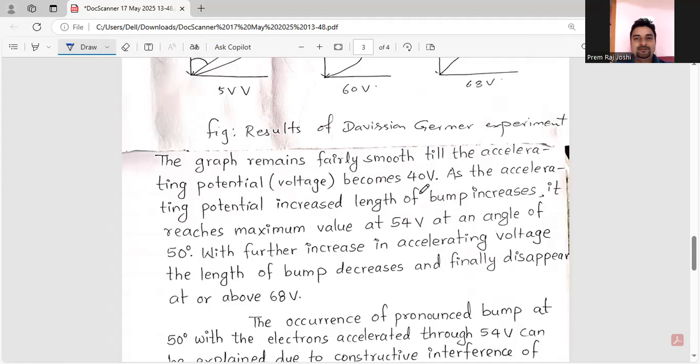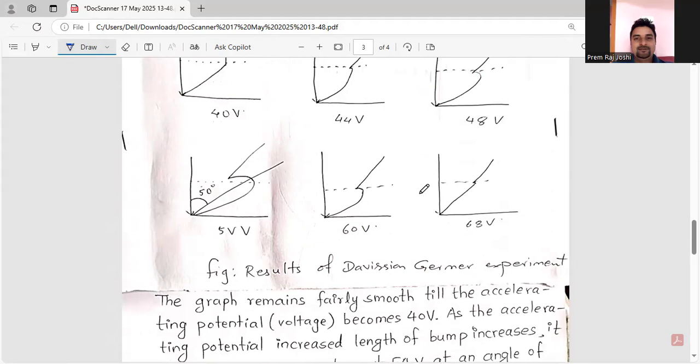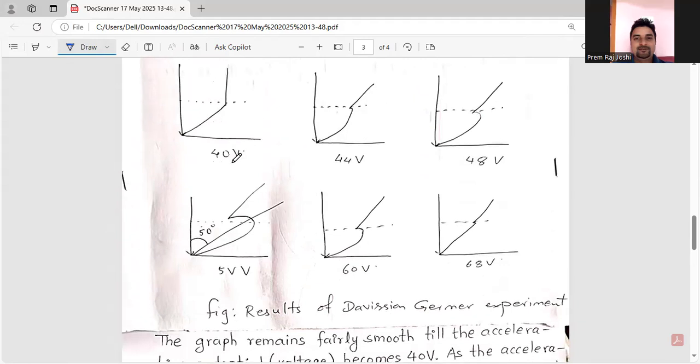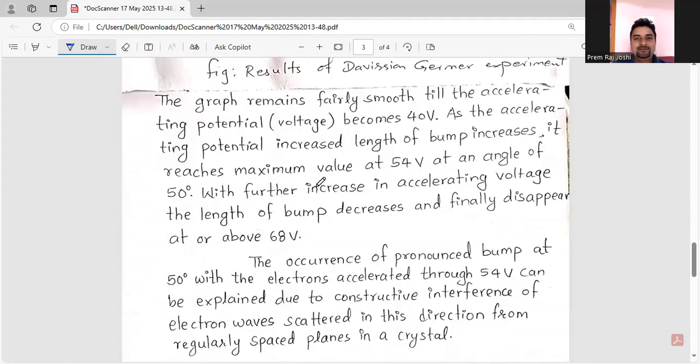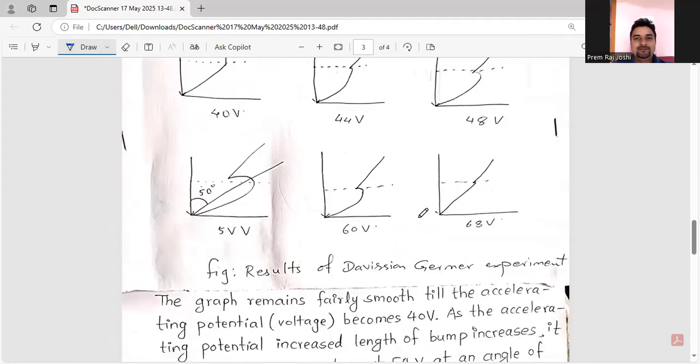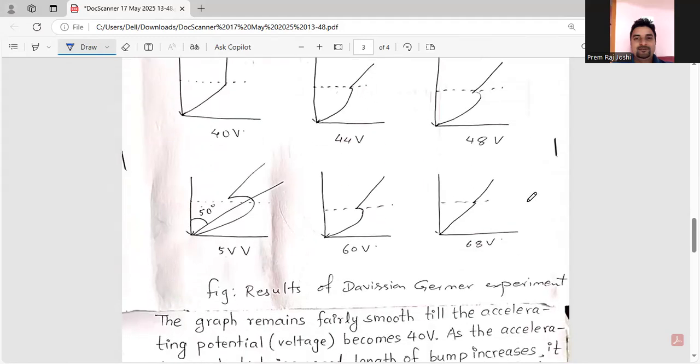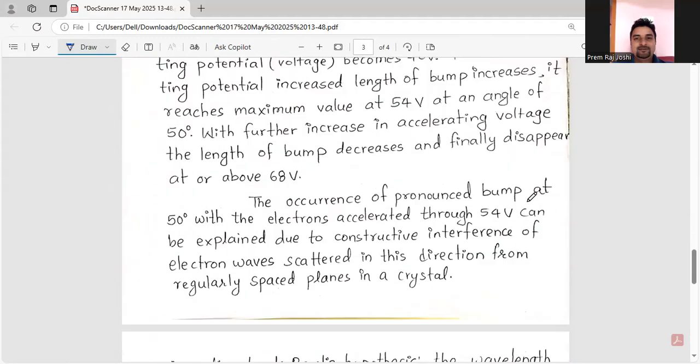As the accelerating potential increases, the length of the spur also increases. You can see that as the potential increases from 40 volt to 48 volt to 54 volt, the length of the spur continuously increases. It reaches its maximum value at 54 volt at an angle of 50 degrees. On further increasing the accelerating voltage, the length of the bump decreases and finally disappears above 68 volt.